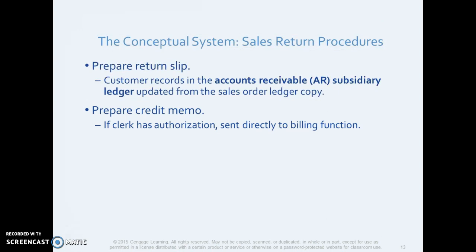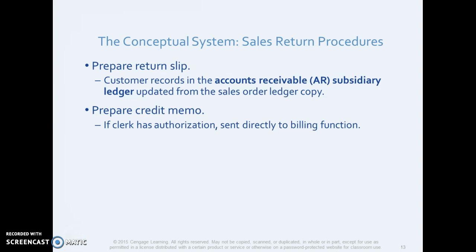So these are the procedures you have to do. You have to prepare the return slip. Customer records in the accounts receivable subsidiary ledger are updated from the sales order. So if someone returned it, that receivable balance is going to go down because we're not going to get paid for it.